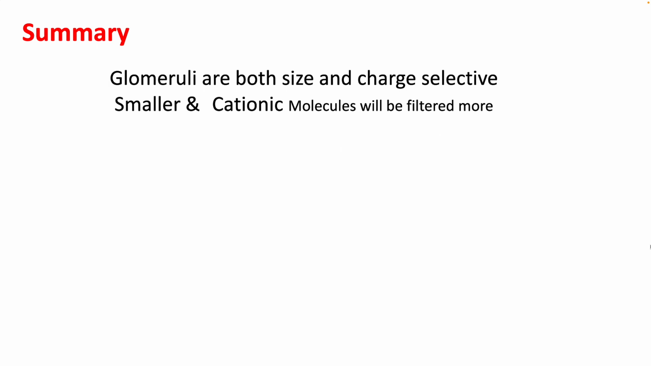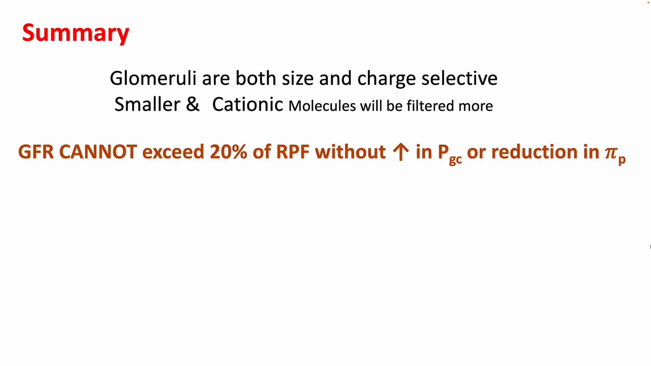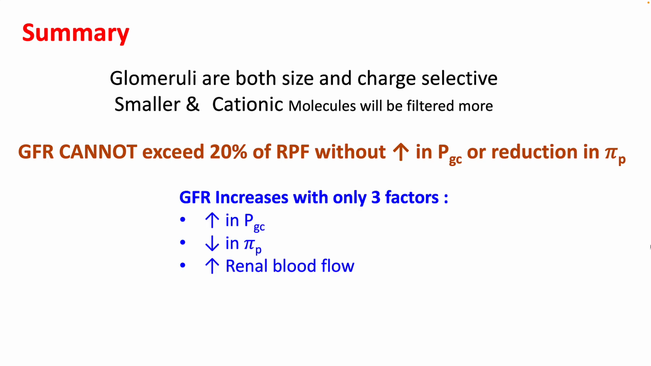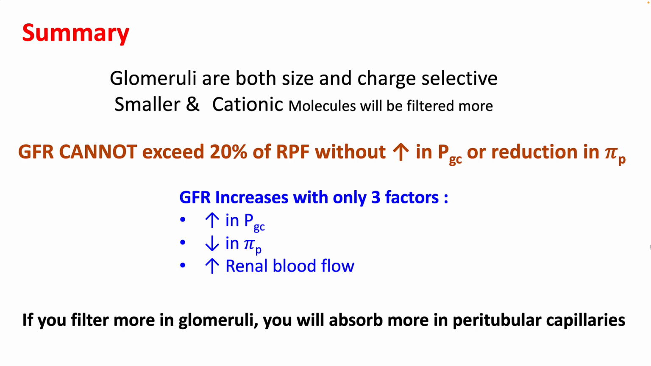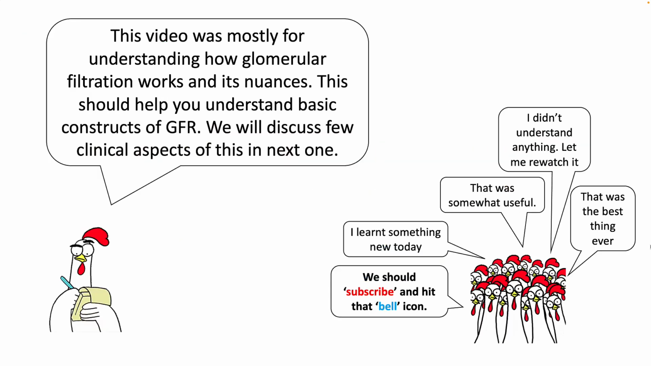In summary, glomeruli are both size and charge selective. Smaller and cationic molecules will be filtered more. GFR cannot exceed 20% of the renal plasma flow without an increase in glomerular capillary pressure or a reduction in plasma oncotic pressure. GFR increases only with three factors: increase in glomerular capillary pressure, drop in plasma oncotic pressure, and increase in renal blood flow. And if you filter more at the glomeruli, you will absorb more in the peritubular capillaries.